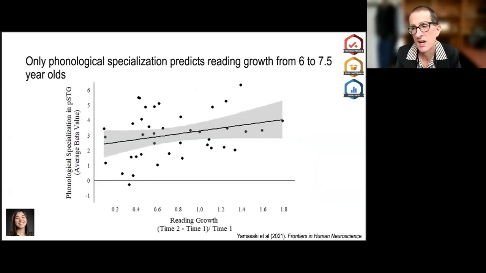And in fact, we did show that phonological specialization predicts reading growth from 6 to 7-year-olds. Here you can see a plot of phonological specialization in the superior temporal as a function of reading growth from time 1 to time 2. So we do have some evidence that we can predict later achievement. We didn't see semantic specialization predicting later achievement. So now we're following up with some subsequent studies in the older population, with the idea that maybe in the older groups, you'll see semantic specialization predicting later reading achievement.